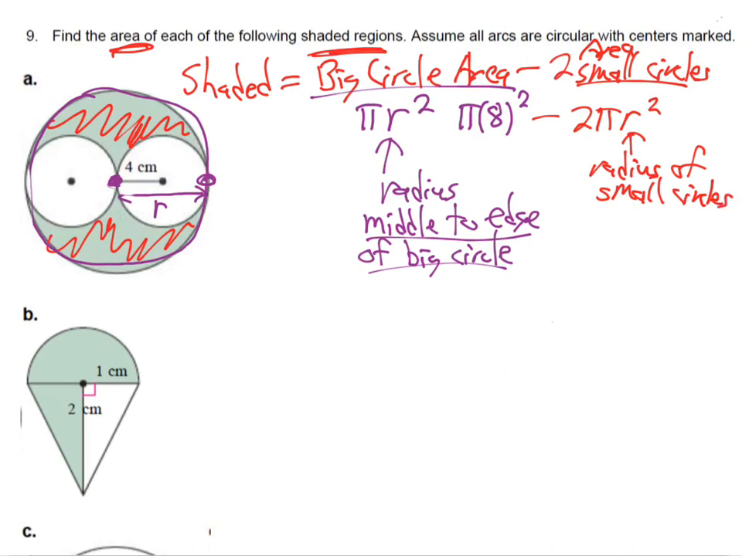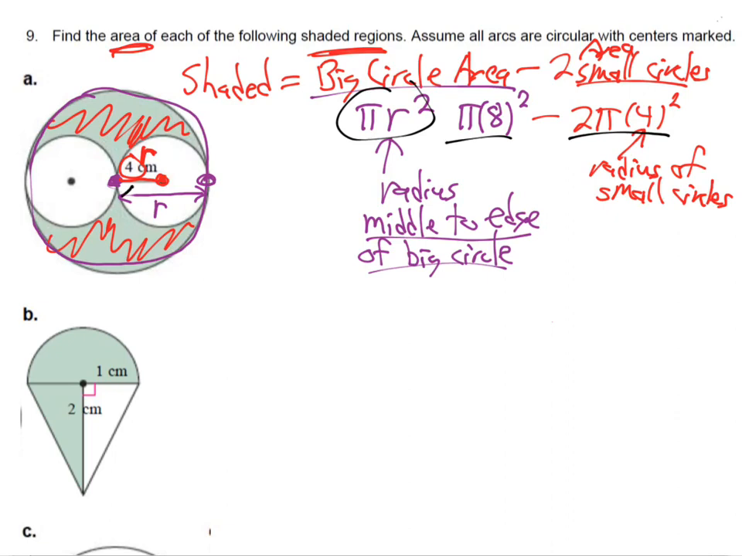So what's the radius of the small circle? From the middle to the edge. So that's the radius, just 4, isn't it? The radius is just 4 for the small circle. So this r will plug in as 4 squared. So we have pi 8 squared minus 2 times pi 4 squared. Because again, the area of a circle, any circle, is pi r squared. You just have to be clear what radius you're talking about.